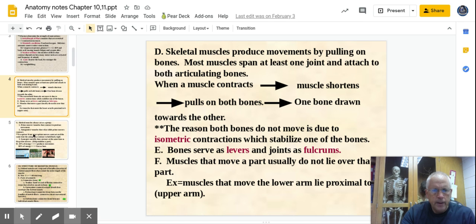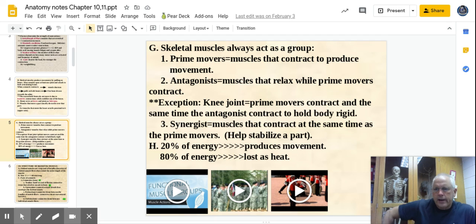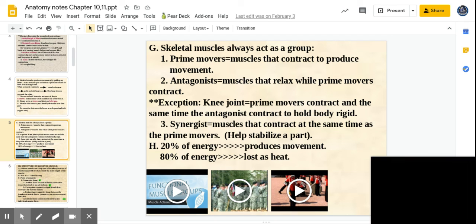Okay. And the last thing, and then we're going to call it quits for today, is skeletal muscles always act as a group. Prime movers are the ones that contract and produce the movement. What happened to me there? That's okay.